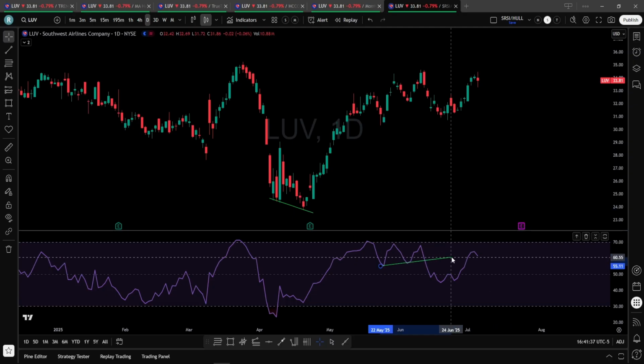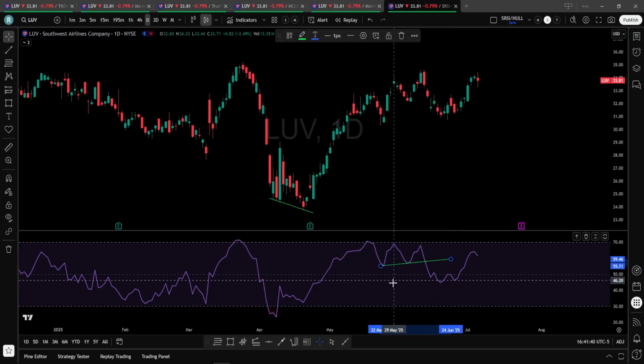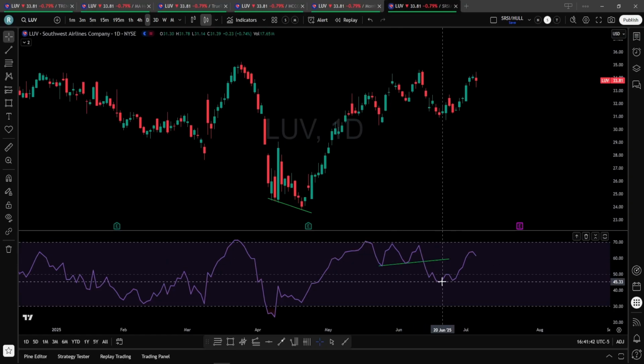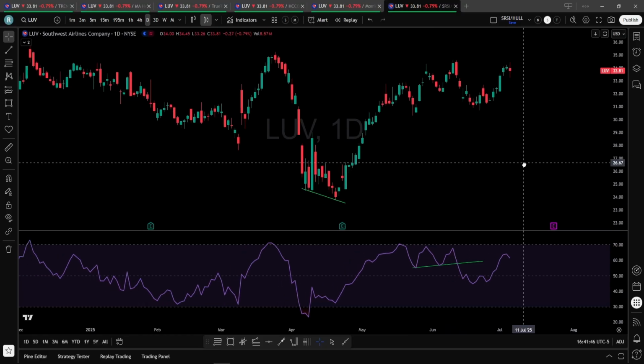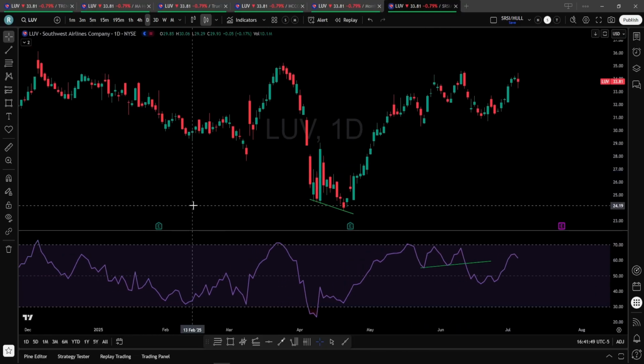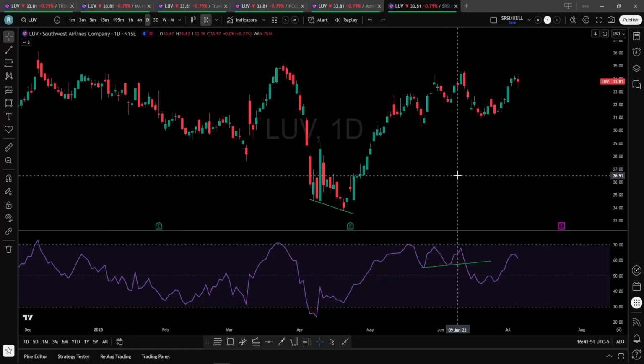Look at this right here. Breaks below here, moves down. Here, moves down. And that's your bonus method using the RSI.